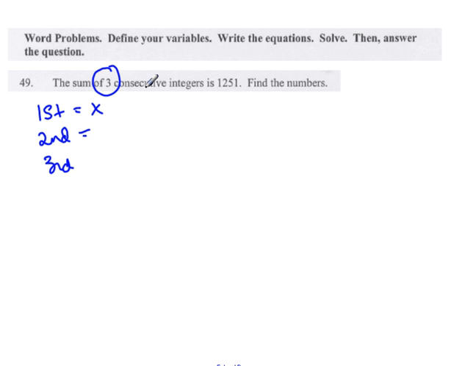In this case, consecutive integer means one right after the other, so in order to get from the first to the next, we would simply add 1. So when I define my 3 integers, it would be x, x plus 1, and x plus 2. And it says the sum of them, so when I collect like terms, I get 3x plus 3 equals 1251. And now I solve that.